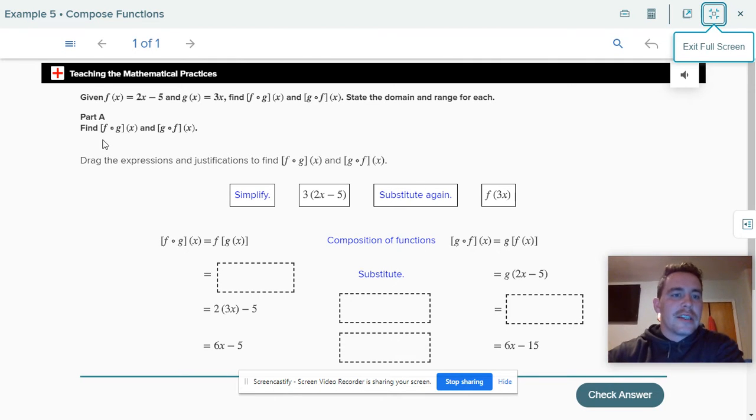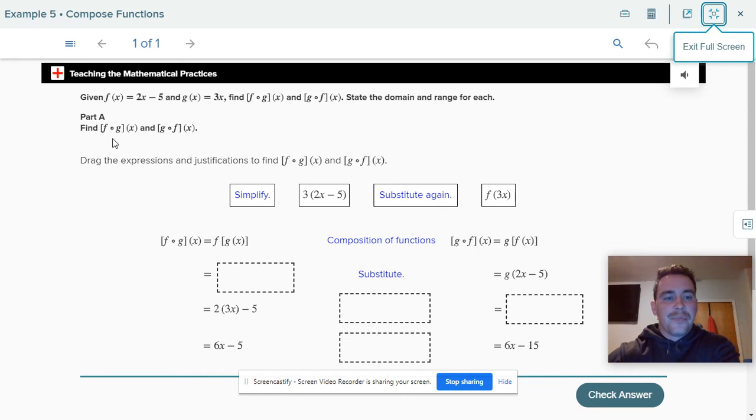So for this one, it says, given f of x is equal to 2x minus 5 and g of x is equal to 3x, find f composed of g of x and g composed of f of x. Remember, this open dot is not a multiplication sign, it is a composition sign. Then it says state the domain and range for each. So part A says find f composed of g of x and g composed of f of x.